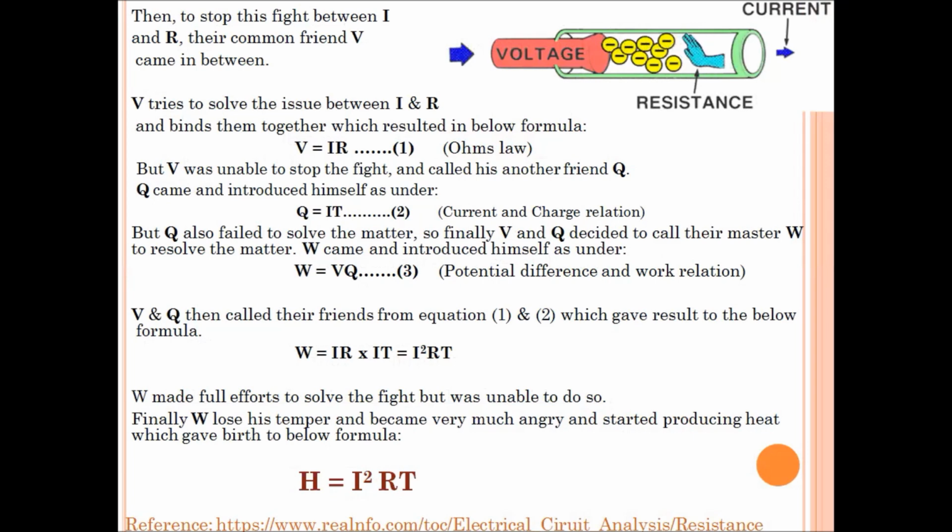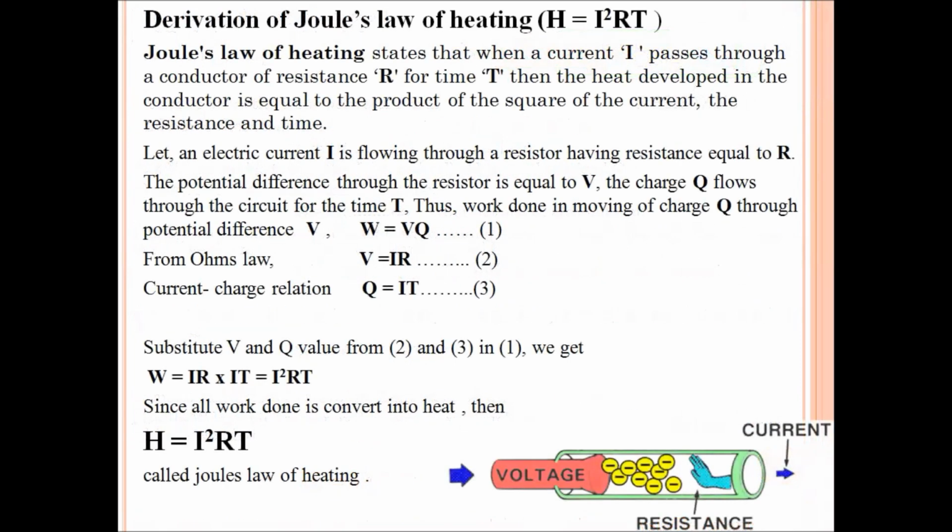W made full efforts and warns them not to fight, but was unable to resolve the matter. Finally, W lost his temper and became very angry and started producing heat, resulting in the relation H equals I squared R T. From the examination point of view, we have to derive Joule's law as shown.